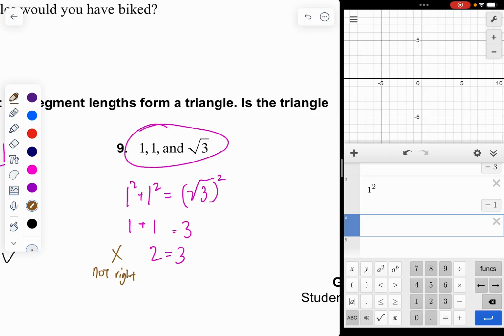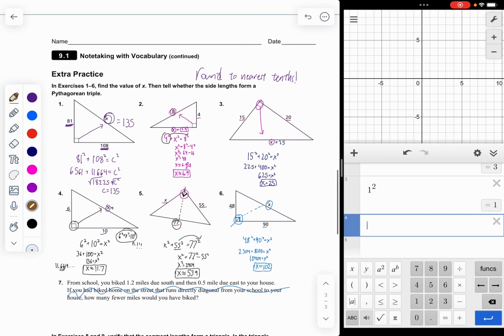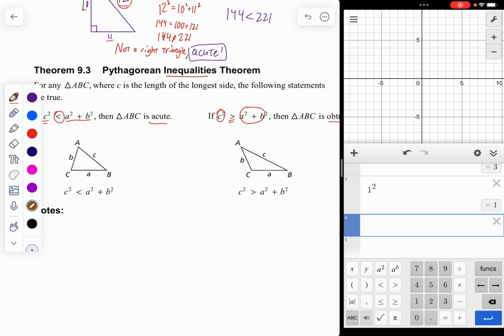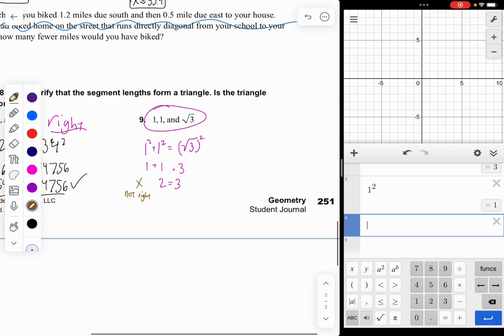Some questions will ask you, is this a right triangle? Yes or no, simple as that. And some questions will ask you, is this triangle acute, right, or obtuse? We just ruled out it's not right, which means it has to be either acute or obtuse. Which one is it? Remember, the difference is the c squared. If the c squared is bigger, it's obtuse. If c squared is smaller, then it's acute.